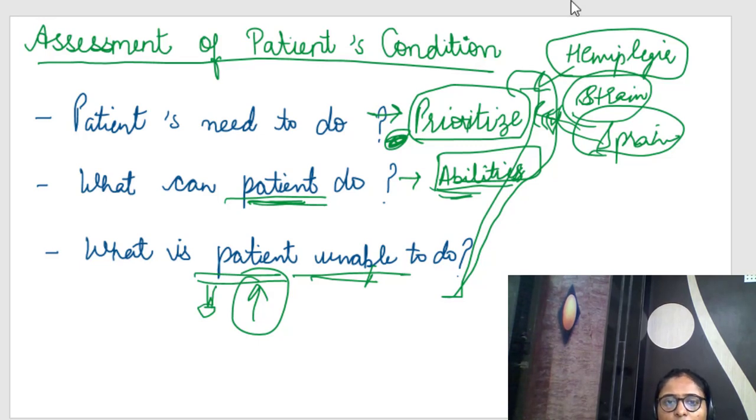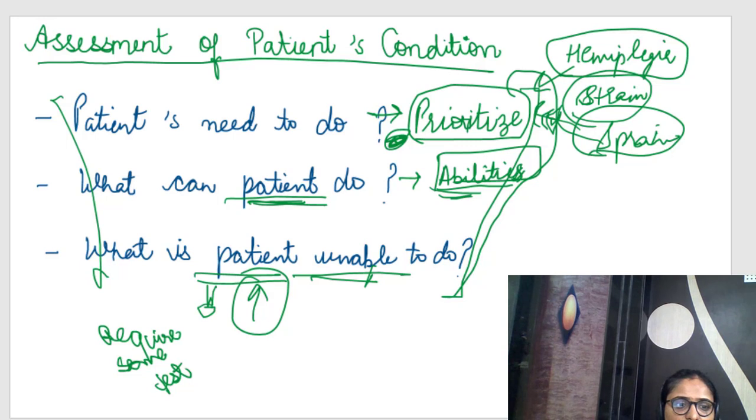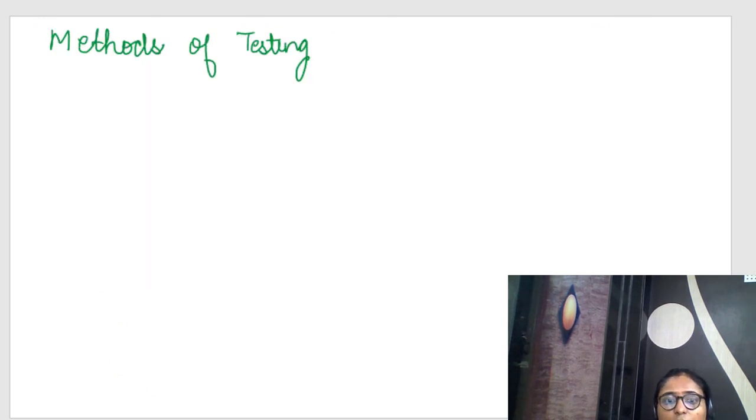So in order to assess these activities, right, we require some tests. Now we will discuss the methods of testing, that is, what tests we have to perform so that we are able to know in which area the patient is suffering a problem, or what problem the patient is suffering from, right? So we will focus on the methods of testing, right?